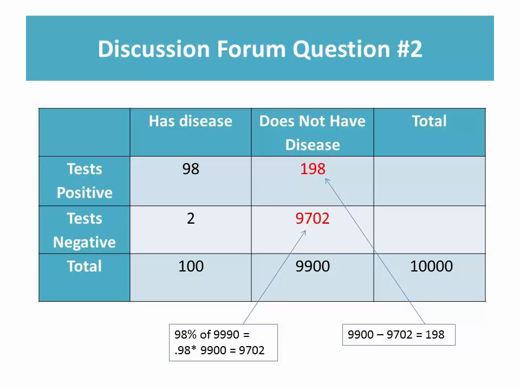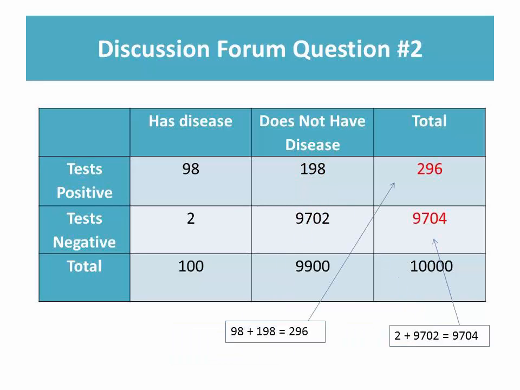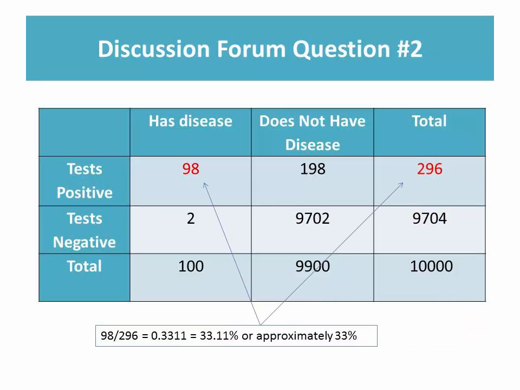So 9,900 minus 9,702, or 198 who do not have the disease, will test positive for the disease. Completing the table, we have 98 plus 198, or 296, who test positive, and 2 plus 9,702, or 9,704, who test negative. Now back to the question.